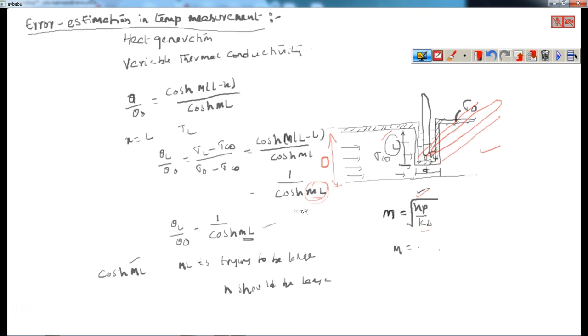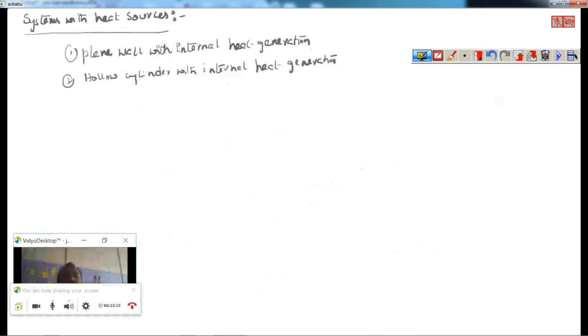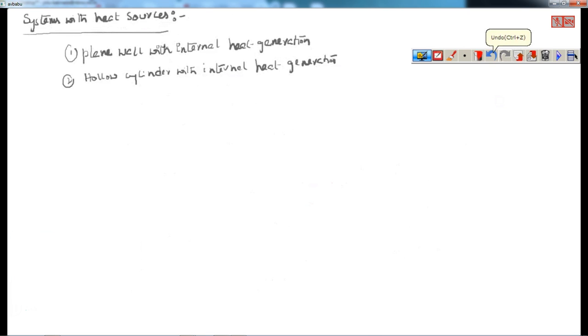Right, this is about error in temperature measurement. With this I will go to the next topic, called systems with heat sources. That I am taking today: the systems with heat generation. This application is for one-dimensional steady state conduction cases only. I am talking about heat generation.